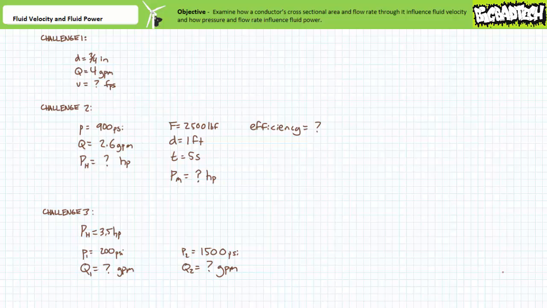Given the actuator lifts a 2,500 pound weight 1 foot over the span of 5 seconds, determine the mechanical power output in units of horsepower and the efficiency of this actuator. Challenge 3. Finally, given a constant horsepower application with regulated 3.5 horsepower output, determine the flow at 200 psi and again at 1500 psi.